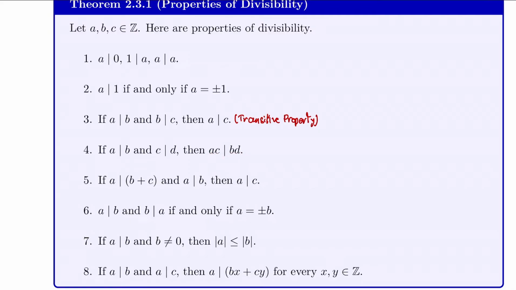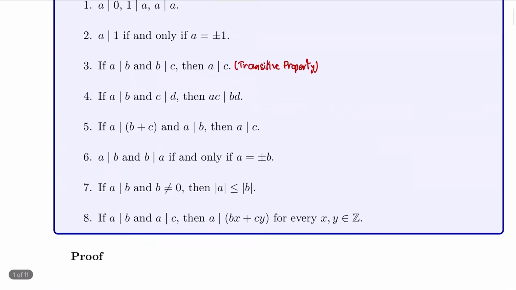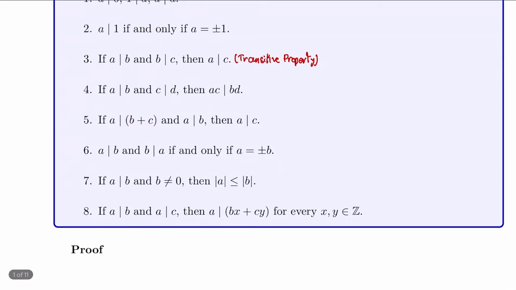Number 5: if a divides the sum of two numbers, let's say a plus b, and a divides one of those numbers, a must divide the other number. That's the fifth one. So if you have the sum of two numbers and one of these numbers is divisible by a number, the other number must be divisible by the same number.